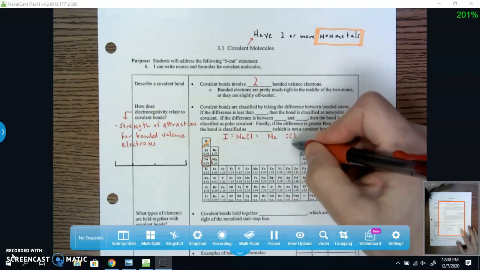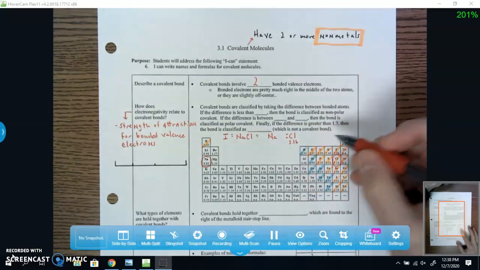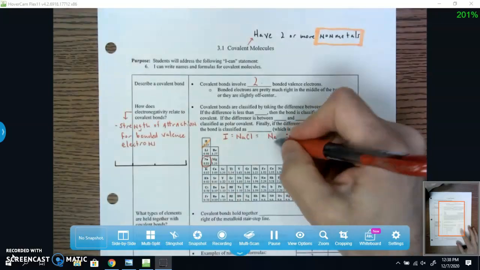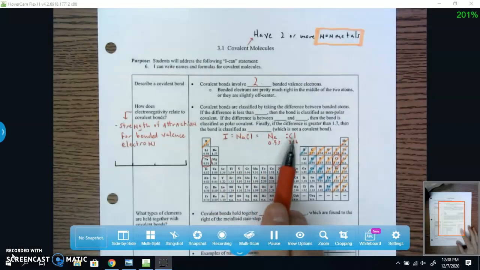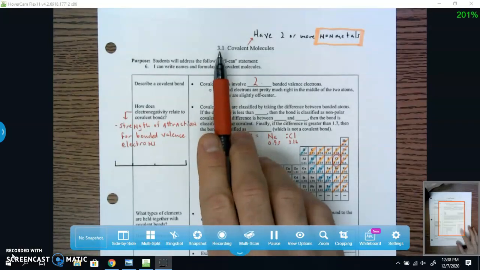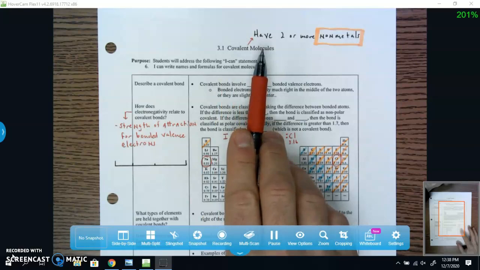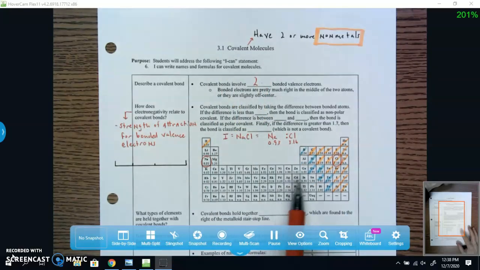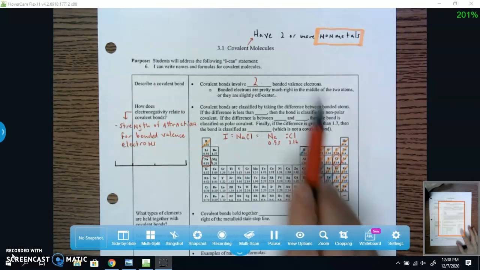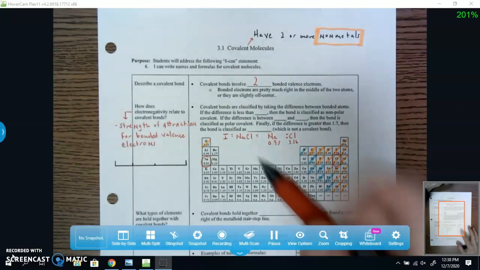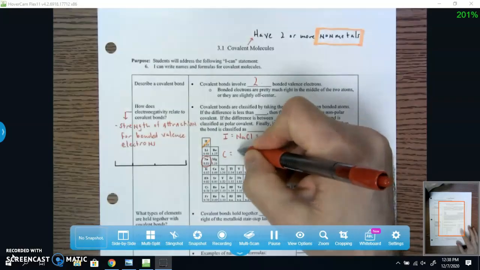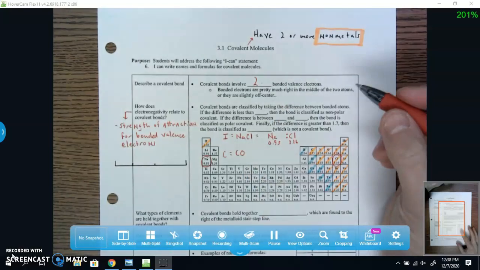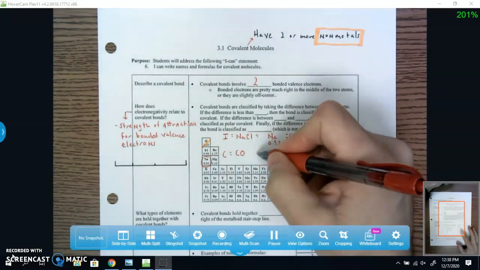It's got an electronegativity of 3.16, whereas sodium has an electronegativity of 0.93. This is the case of an ionic bond, but this is about covalent molecules and covalent bonds. So let's take a look at an example like nitrogen bonded to oxygen. See how we've got two or more nonmetals right here, so we know it's going to be some sort of covalent bond. Let's say that we're talking about the example of CO, carbon monoxide.